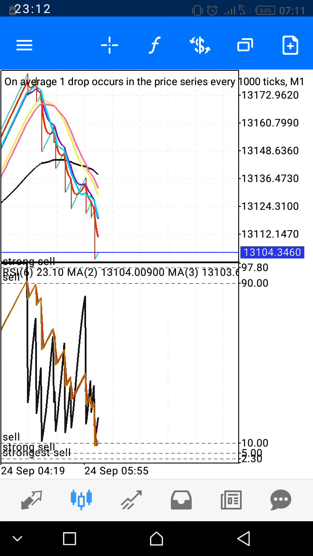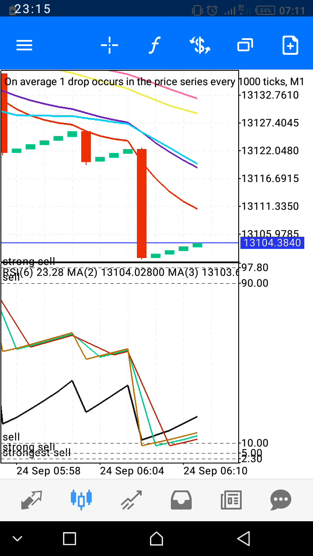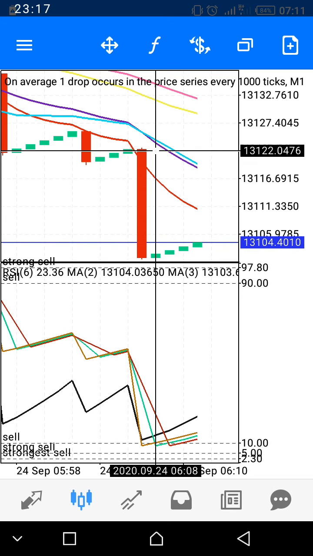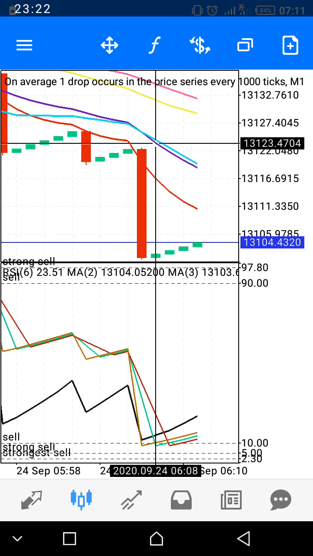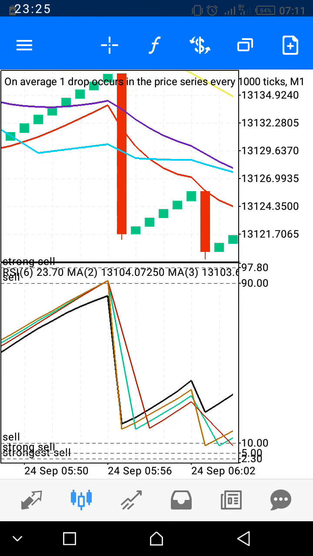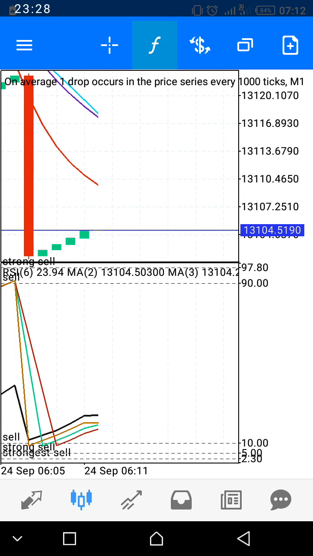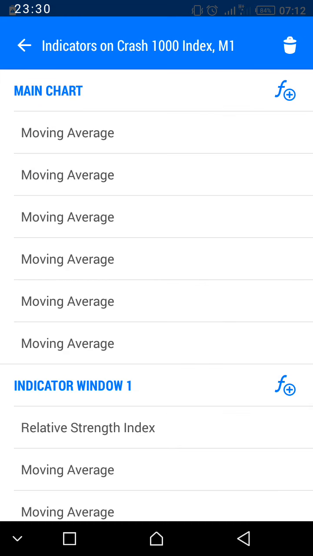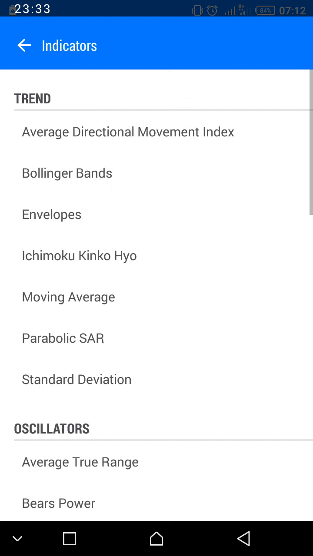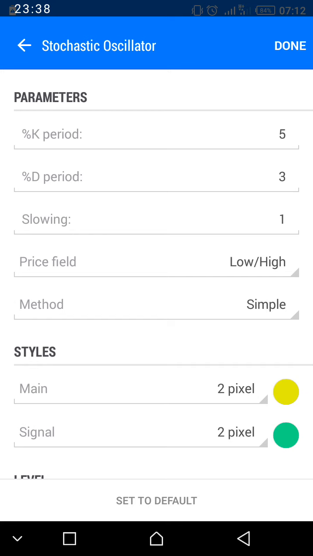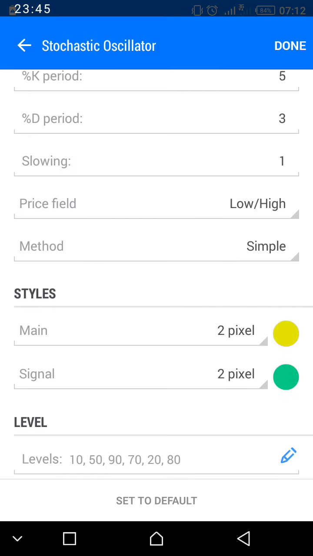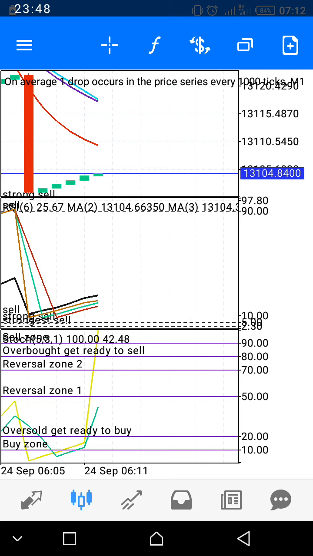Can you see this? When it gets to the 10, it spiked again. When it gets to the 10, it spiked. If it passes this 10, it cannot pass the 2 EMA to spike. I hope you are getting this. Now let me add the indicator. Stochastic oscillator, set to 5, 3, 1, low, high, simple. Then done.